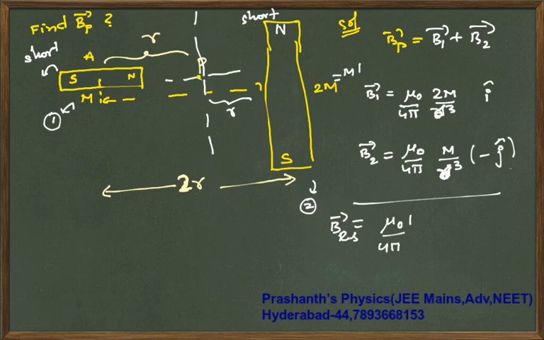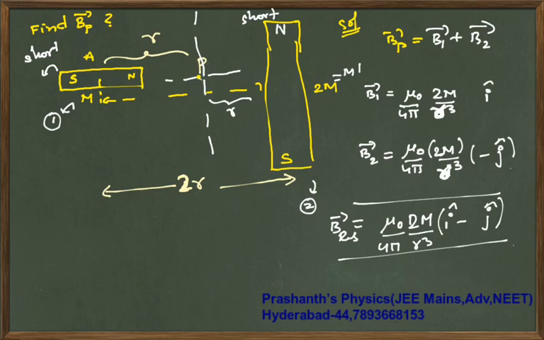here your d is not the distance, r is the distance, so that is why it is r cube. For the second magnet, magnetic moment is 2m, so it is 2m by r cube. So your m dash by r cube you have to write, so finally you are getting 2m by r cube times i cap minus j cap.